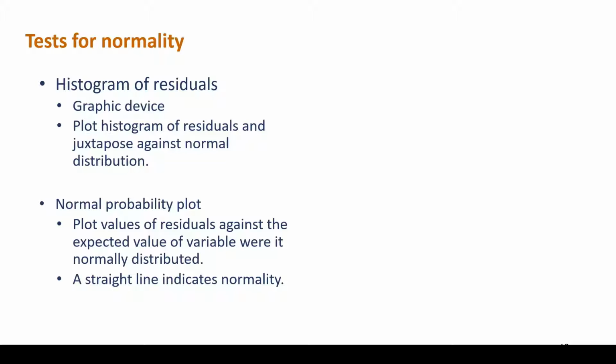Alright, so the first test for normality discussed in the textbook is the histogram of residuals. This is just a graphical device where you plot the histogram of the residuals and juxtapose it against a normal distribution, and you compare the two. If they look similar, then you go ahead and assume that you have normality of the residuals. A second test that is discussed is the normal probability plot. Again, a graphical tool. So you plot the values of the residuals against the expected value of a variable if it were normally distributed. And if you have a straight line in this instance, then it suggests that you have normality of the error term.